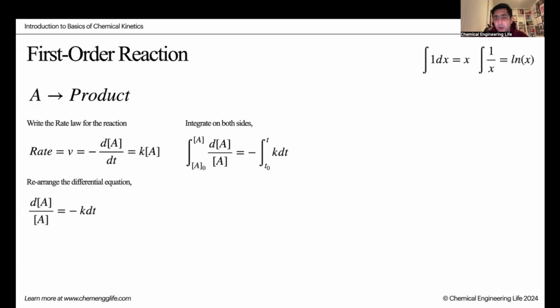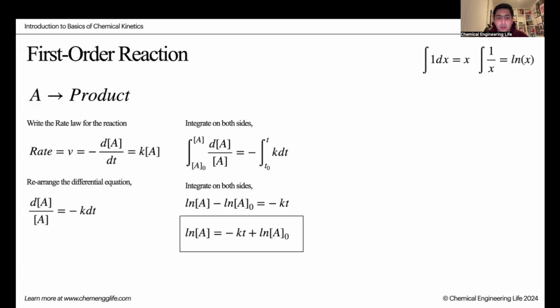And you may know that if you integrate a constant, then you get x, and if you integrate 1 over x, then you get ln of x. So we use that definition, and you end up getting an expression that looks something like this. So now you have ln of A minus ln of A0, the initial concentration of A, is equal to the negative rate constant multiplied by the variable t. And if you rearrange it, then you end up getting the expression for a first order reaction.